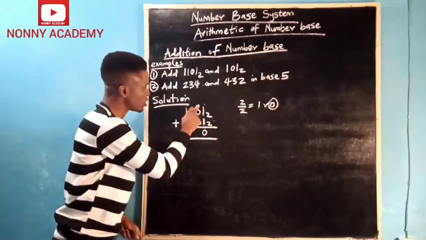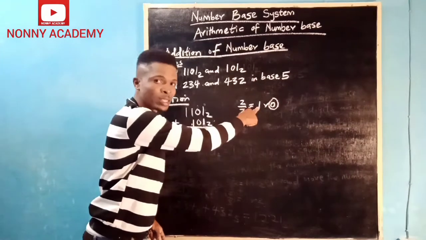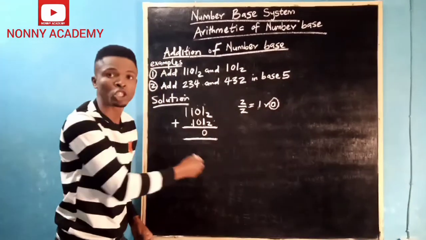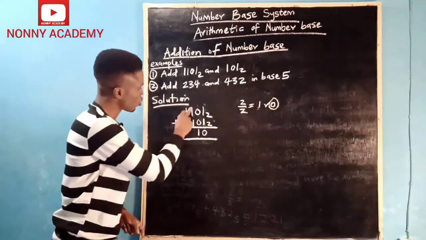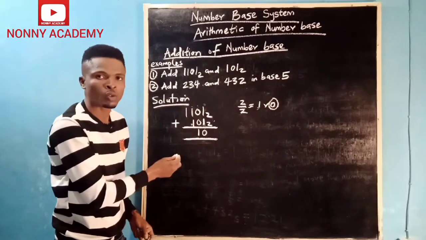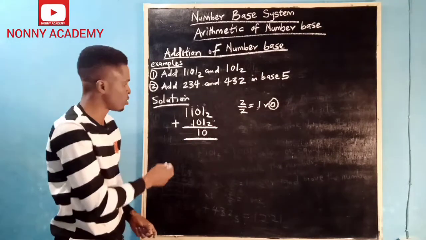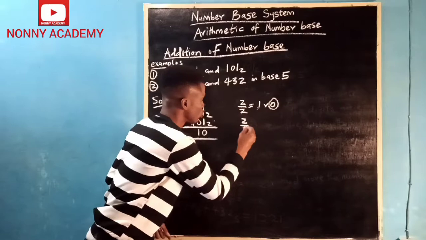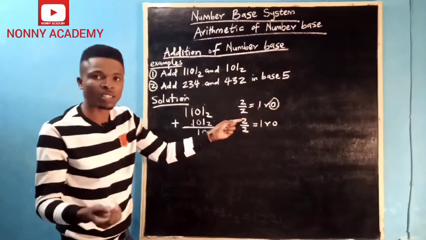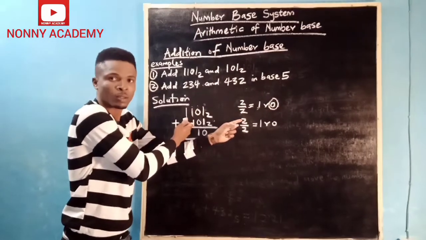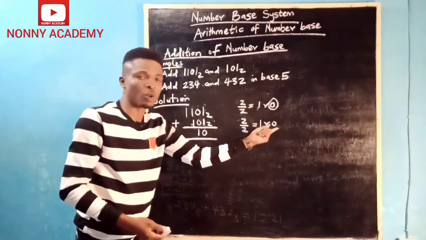Now the next digit I have is 0 plus 0, which is 0, plus this 1, which is 1. So since 1 is less than the base, which is 2, then I will take 1 as my answer. We move to the next digit. 1 plus 1 is 2. Then since 2 is equal to the base 2, I will not take that 2 as my answer. So I will divide. I will say 2 over 2 is equal to 1 remainder 0. 2, which is the answer I got from 1 plus 1, divide by 2, which is the base. And I have 1 remainder 0. Then I take 0 as my answer.